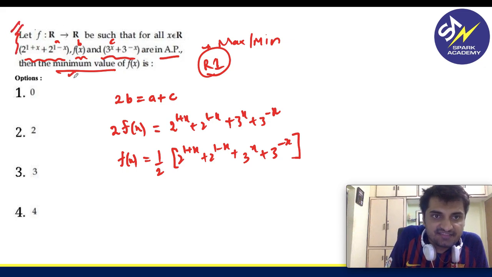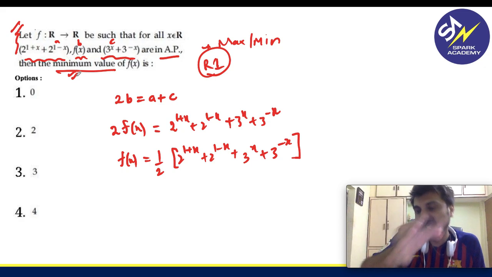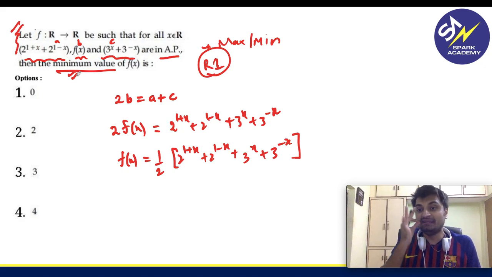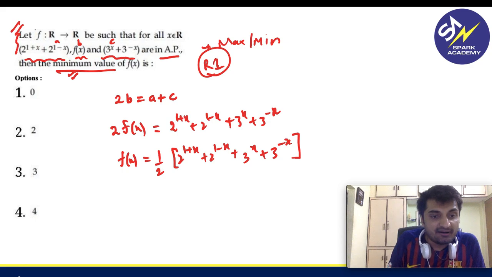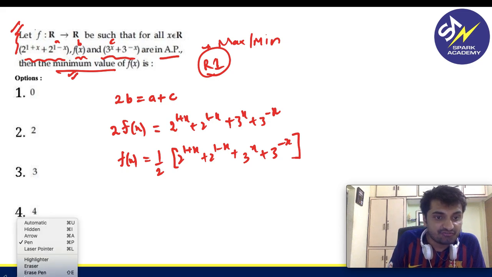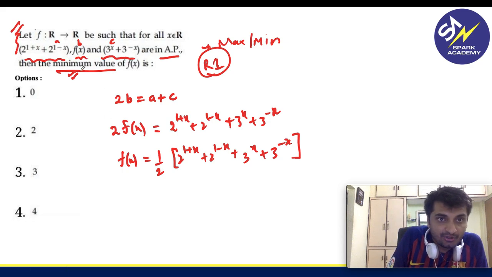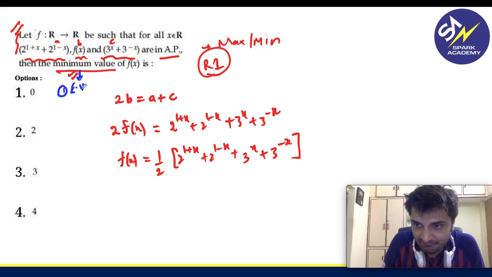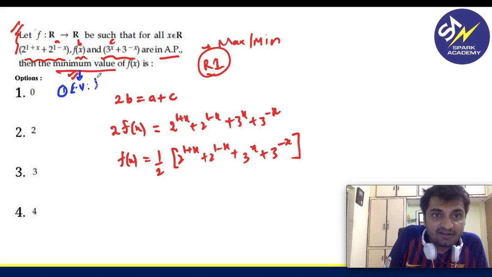The next part is they're asking us the minimum value. How will you find out the minimum value? You remember in applications of differentiation, we had discussed this. To find the minimum, the first thing is you need to find the extreme value. Extreme value means f dash x should be 0. Then you have to substitute that extreme value back in the original.